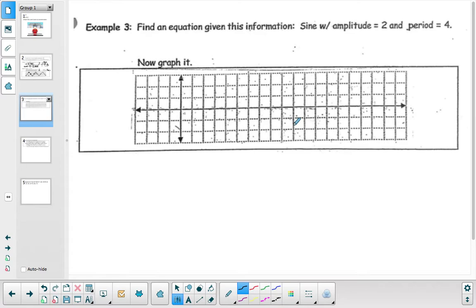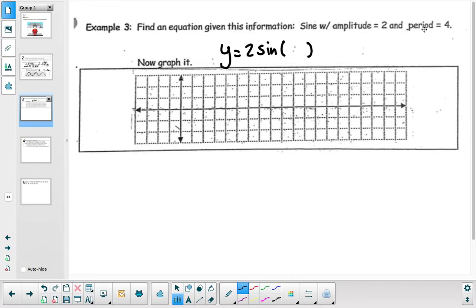Same idea for sine. This time it wants you to make one. There are technically 2 answers to this without any horizontal or vertical shifts. There's either 2 as your coefficient, or your a value, or -2 as your a value. Just to keep things simple, I'm going to make it +2.